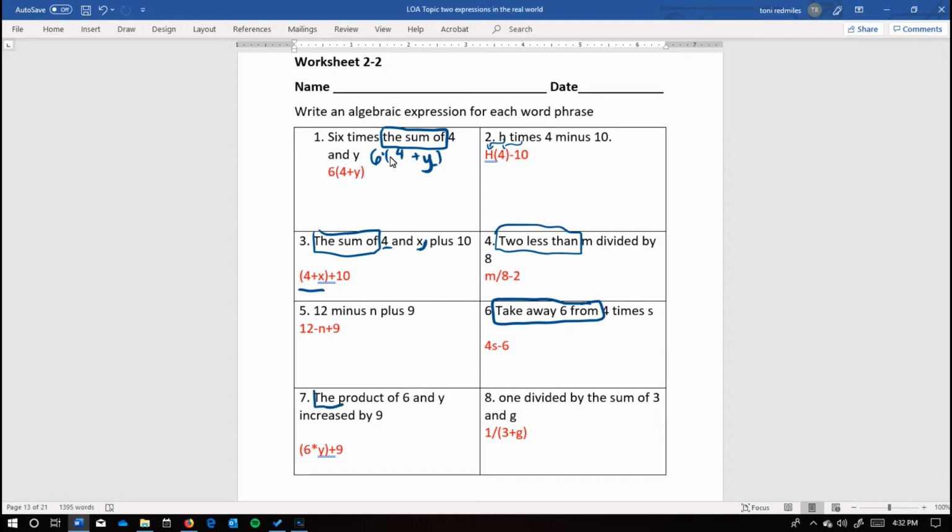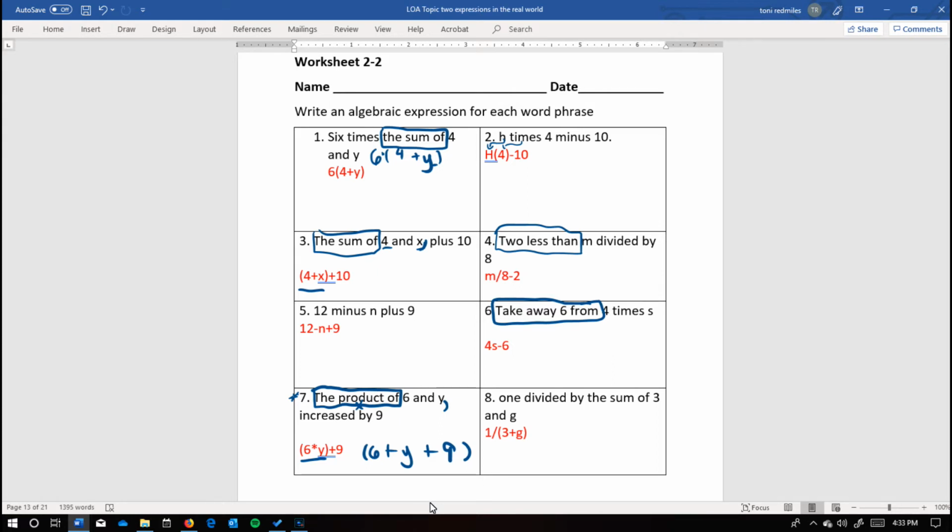The product of is a multiplication, it's parentheses with multiplication in it. Product is the answer to a multiplication problem, which is what you see modeled right here. And of 6 and y, which goes inside, increased by 9. There should have been a comma for it to be this. Comma, increased by 9. Because there's not a comma, this one's actually wrong. So when you're grading your paper, if you're like, I don't know why that one's wrong, it's because the product of 6 and y increased by 9 should have all been in the parentheses because there was no comma. If you wrote it like this, though, just know, okay, you're saying that they forgot their comma.